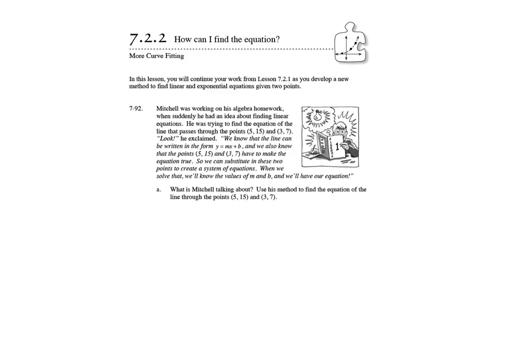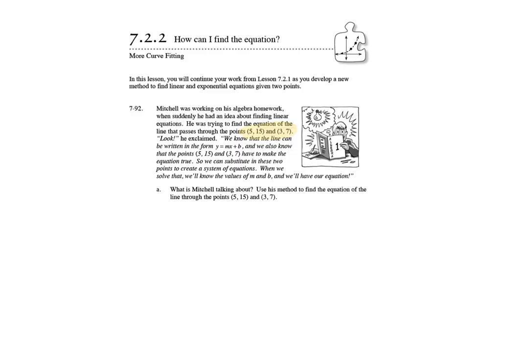Mitchell is working on his algebra homework. He wants to find the equation of a line that passes through the points (5, 15) and (3, 7). Those are the 2 points right there. Mitchell says that we can write the equation of a line as y equals mx plus b, but we also know the points (5, 15) and (3, 7). So we can substitute the points in and create a system of equations.